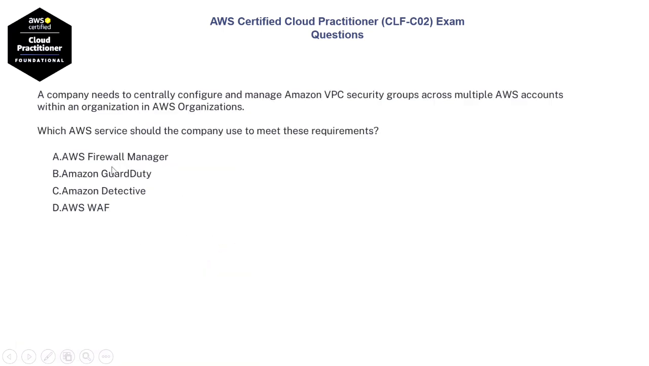Next question. A company needs to centrally configure and manage Amazon VPC security groups across multiple AWS accounts within an organization in AWS Organizations. Which AWS service should the company use to meet these requirements? Option A, AWS Firewall Manager. Option B, Amazon GuardDuty. Option C, Amazon Detective. Option D, AWS Web Application Firewall. The correct answer is option A, AWS Firewall Manager.